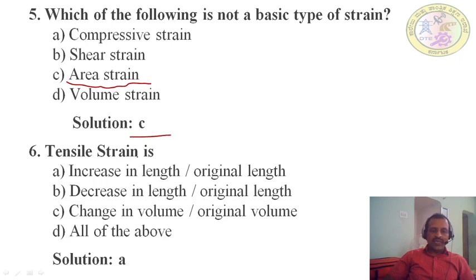Sixth one, tensile strain is A, increase in length by original length, B, decrease in length by original length, C, change in volume by original volume, D is all of the above. What is tensile strain? When the pull type of force is applied on a material, then there is an increase in the length, right? So A is correct, that is increase in length to the original length. The solution is A here.